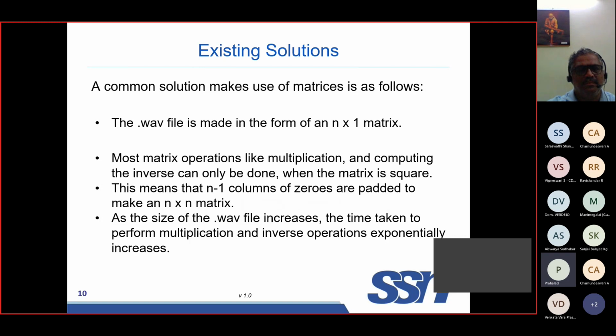The existing solutions are as follows. The wave file is initially made in the form of an n-cross-1 matrix, and as I said, since most operations work on square matrices, it means that n-cross-1 has to be made into an n-cross-n matrix.